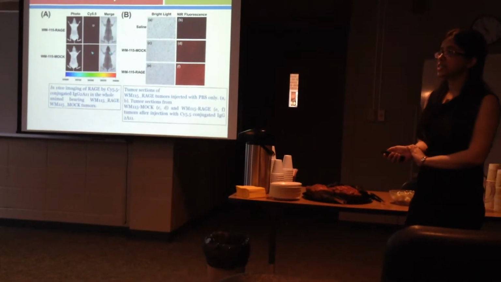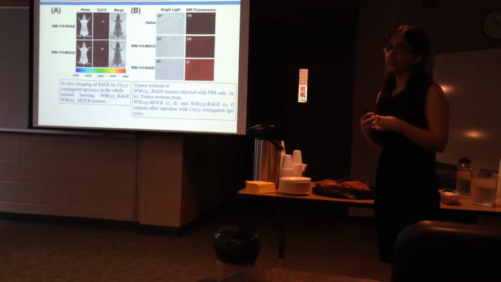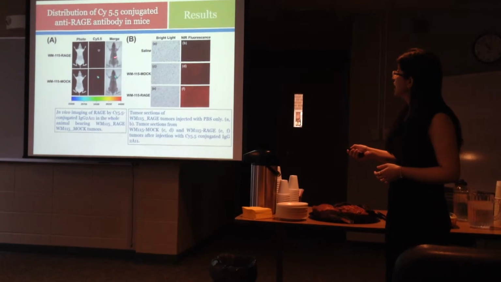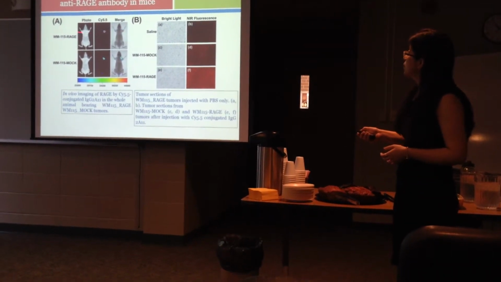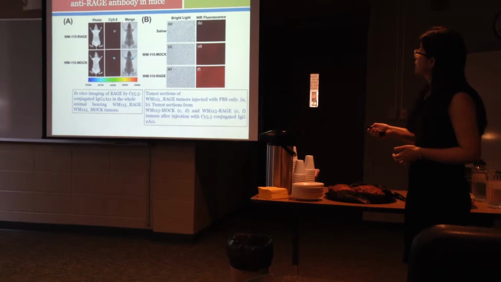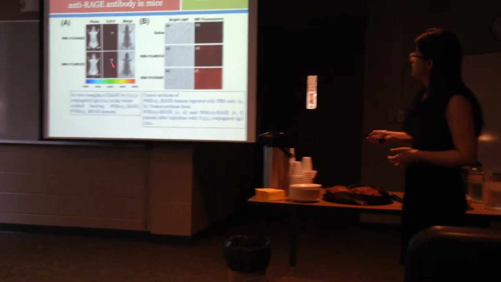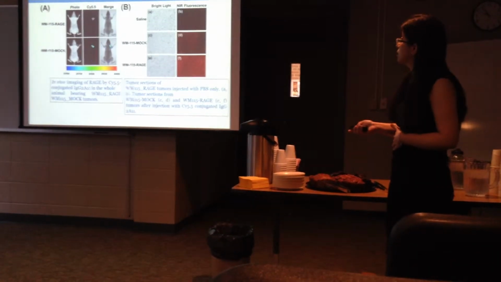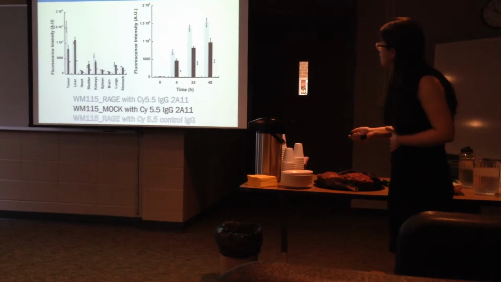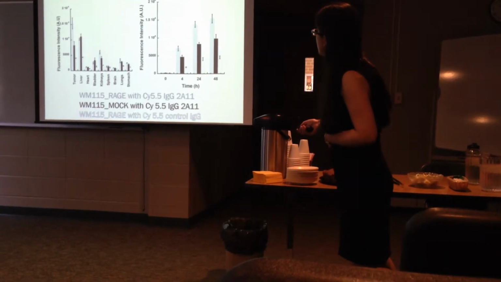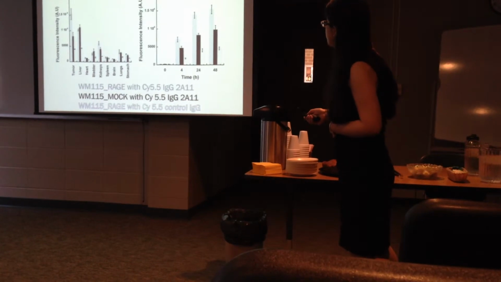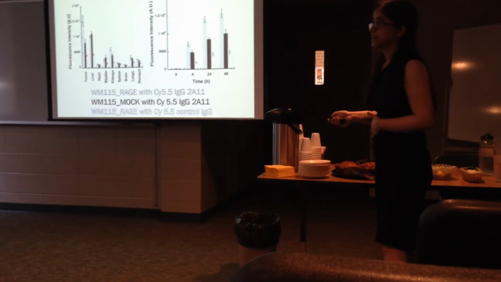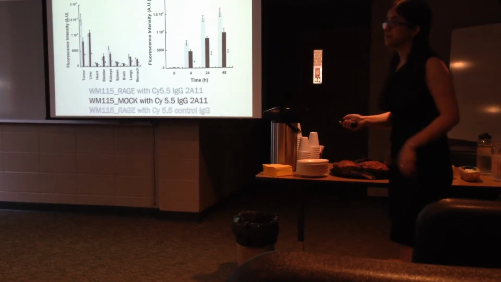Yeah, we have assessed the distribution of this anti-RAGE antibody by conjugating it with a Cy5 fluorophore, and we have shown that in animals with WM115 RAGE tumors, the anti-RAGE antibody could localize more than in the control, and it's not going anywhere else, it seems. And I have also, this is not a very good graph actually, but we have shown the distribution in different organs, and the distribution was higher in tumors as compared to other organs.